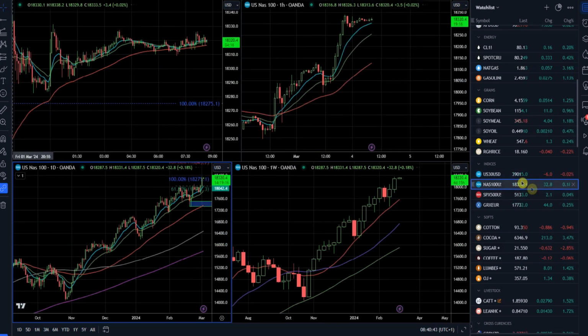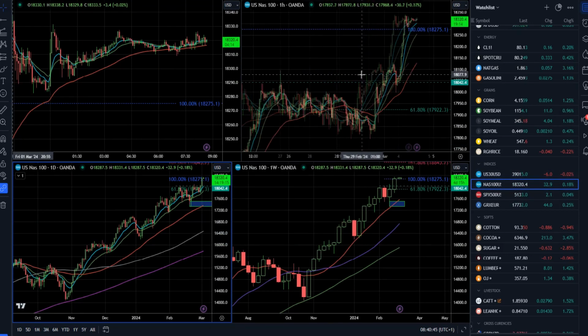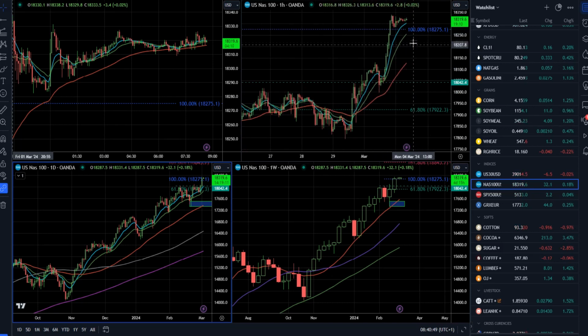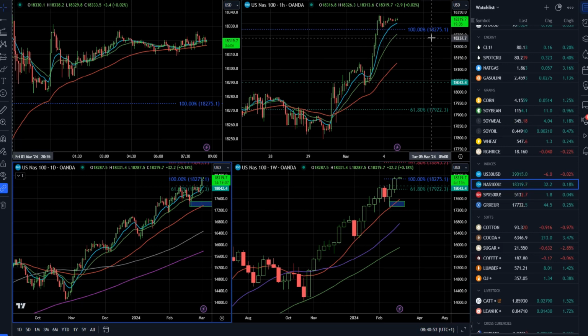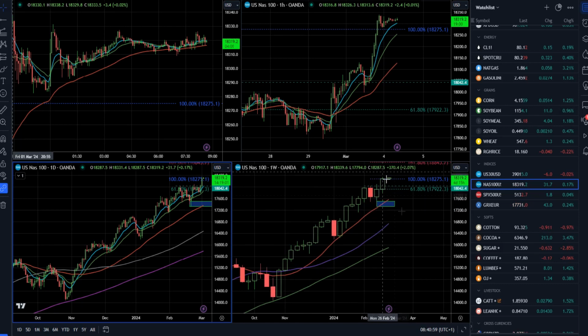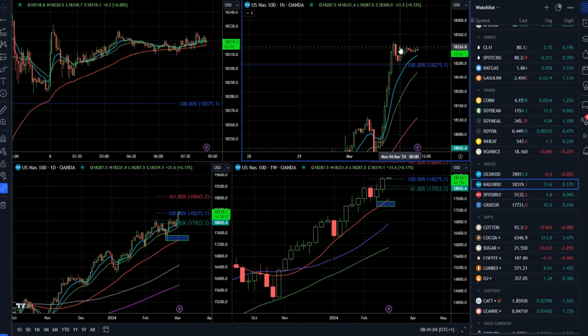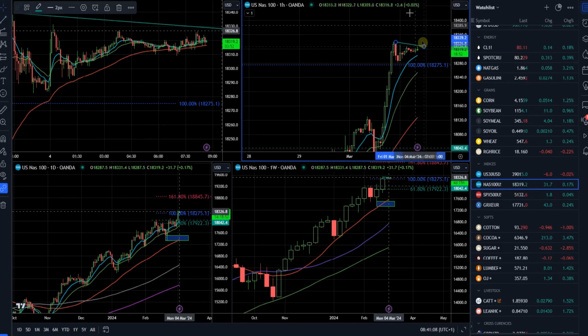Now, NASDAQ 100, we had a rally on Friday, and one of our upside objectives was reached at 18,275. Strong demand, rejection on the weekly time frame, and follow through on the weekly time frame. Hourly looks like a normal consolidation after the strong rally, so this is pretty normal.